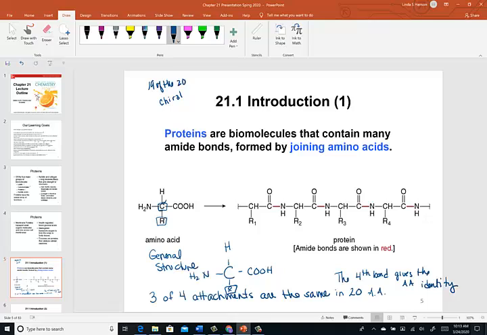So we have a central carbon leading out in one direction, carboxylic acid. There's the acid part of the word amino acid. In the other direction, we have the amine group.